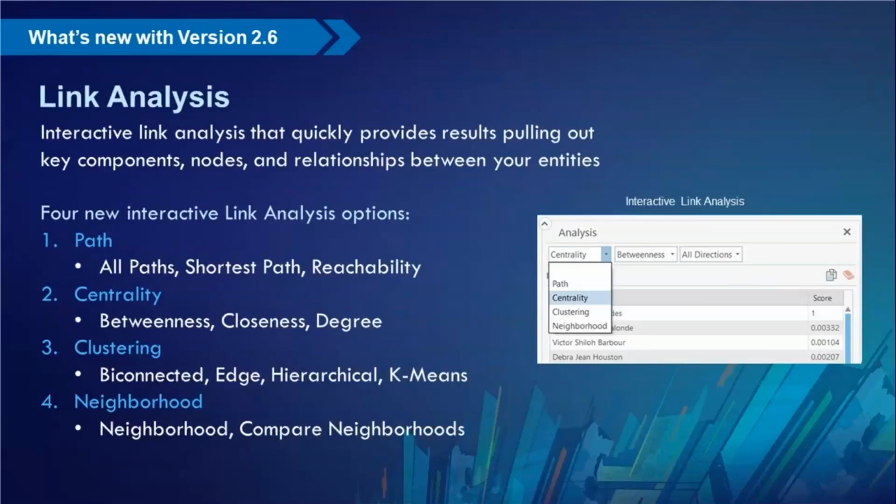So this is the link analysis. Also new at 2.6 is link analysis. We have this link analysis that quickly provides results by pulling out these key components, nodes, and relationships between entities. With this new version, we have 4 interactive link analysis options: path, centrality, clustering, and neighborhood. And during his demonstration later, Brian will show you 3 of those interactive link analysis options.